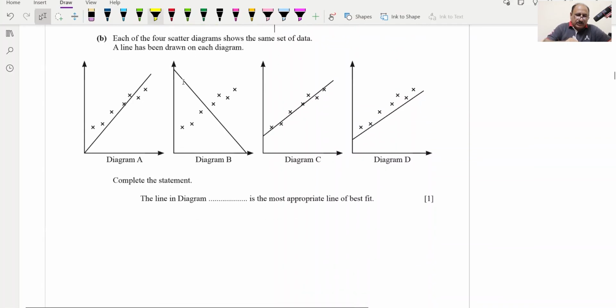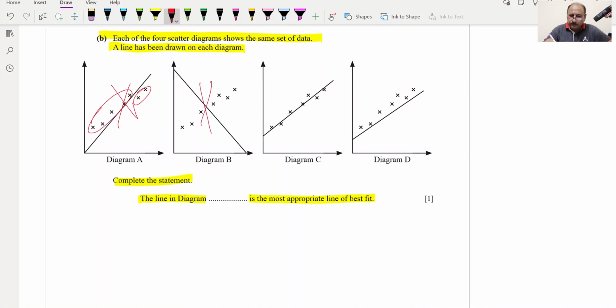Then part B: each of four scatter diagrams shows the same set of data. A line has been drawn on each diagram. So complete the statement: the line in diagram blank is the most appropriate line of best fit. So we have to decide which one is the line of best fit. In this one, the line is over here and the marks are over here, so this will not be suitable. Similarly, this side is up and this side is down, so this is also not suitable. And most of the points are above the line, so this is also not suitable. So diagram C will be basically our suitable answer, which we can give over here.